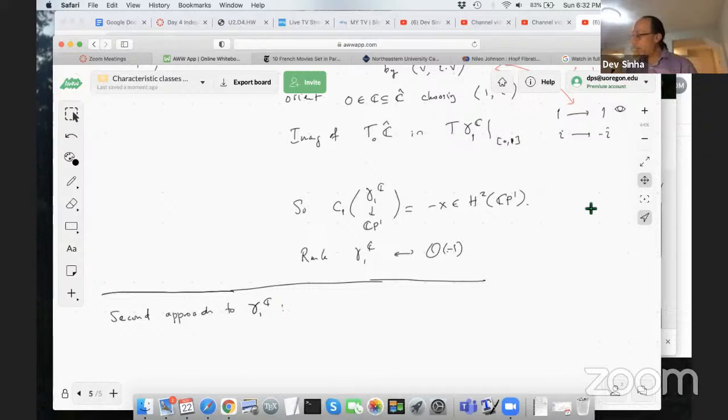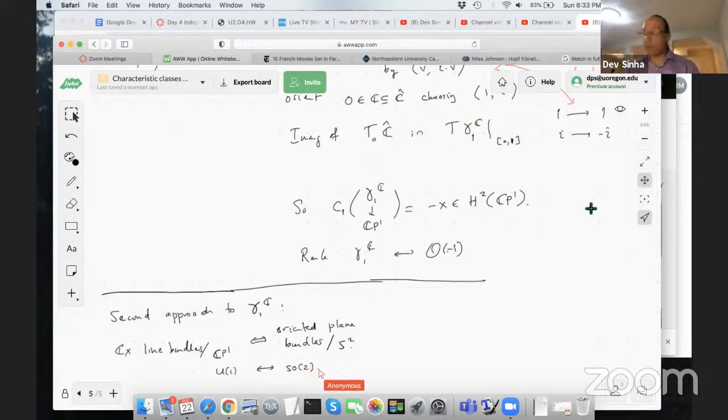And the point is that the way we're going to think about it, first of all, complex line bundles over CP1 are the same as oriented real plane bundles over, let's just call it S2. The point is that U1 is the same group as SO2, one of these low dimensional coincidences which lets you go back and forth.